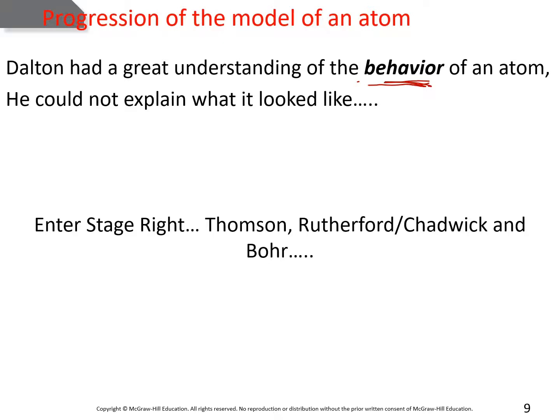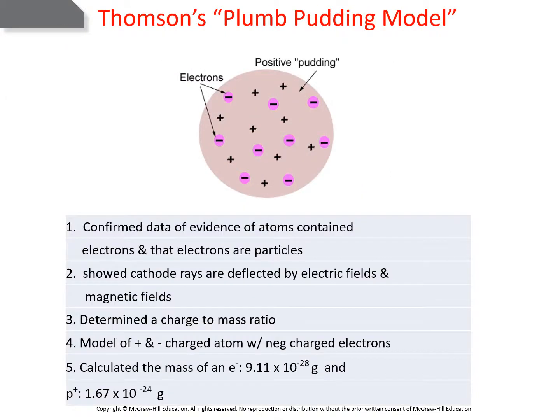So in comes a succession, and this is in order of first Thomson, second Rutherford, who studied with Chadwick, or Chadwick studied under him, and then Niels Bohr. So first we have Thomson. We're talking about 1820 to 1850s-ish. Thomson comes up with this plum pudding model of an atom.